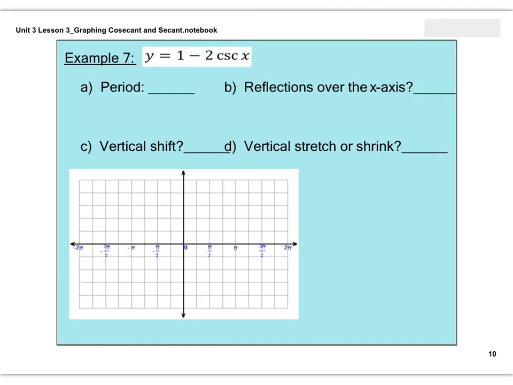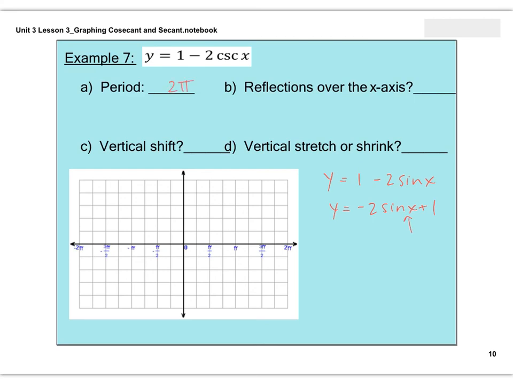Last one. Will you guys please pause the video and try number 7? When you're done, unpause. So you're going to graph y equals 1 minus 2 sine x. Now I like to rewrite that so it's negative 2 sine x plus 1. That means the midline is going to shift up 1. The period, there's nothing right in front of the x here, so the period's still 2 pi.